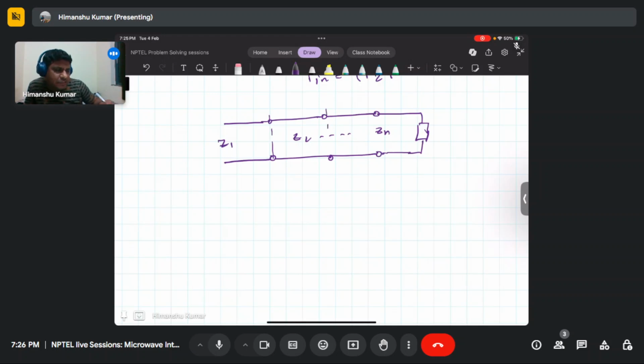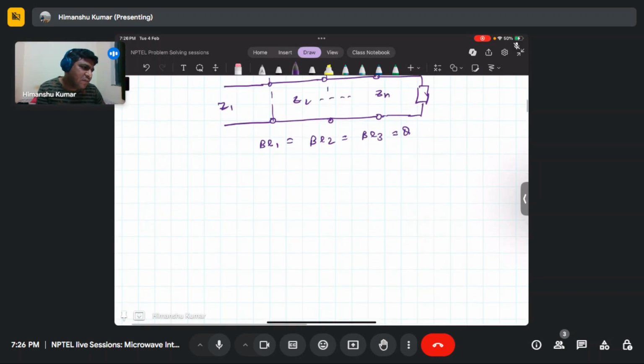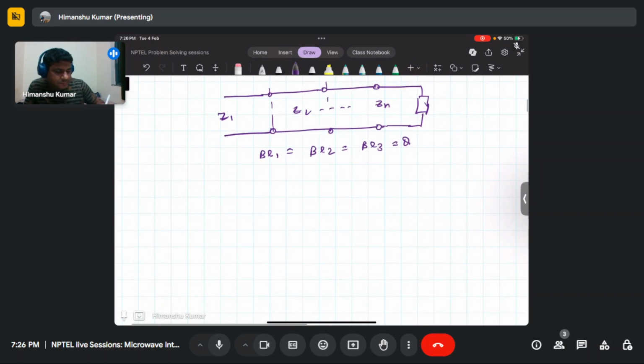The length of each line, you can count as beta times L1 equals beta times L2 equals beta times L3 equals theta, which is basically the path length. So then you can define this as the reflection coefficient at 1. Let's say this is 1.